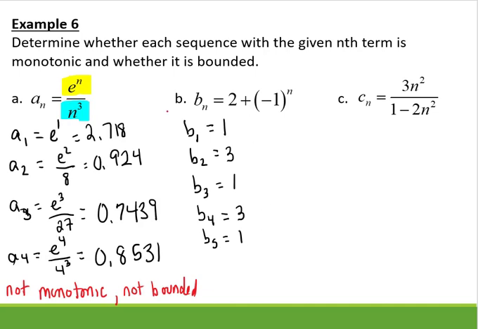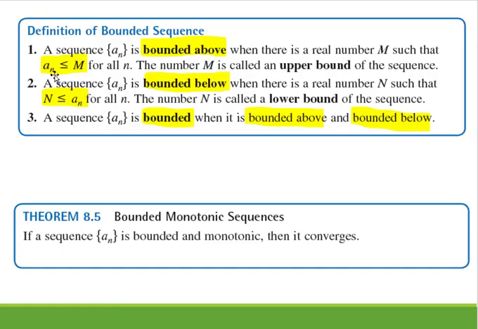But it is bounded. It is bounded because I have a number on top that it's not going to get bigger than, and a number on the bottom it's not going to get smaller than. Remember, I'm going to look at it like this, where my sequence is greater than or equal to 1, but less than or equal to 3. So that's how I'm looking at that one.